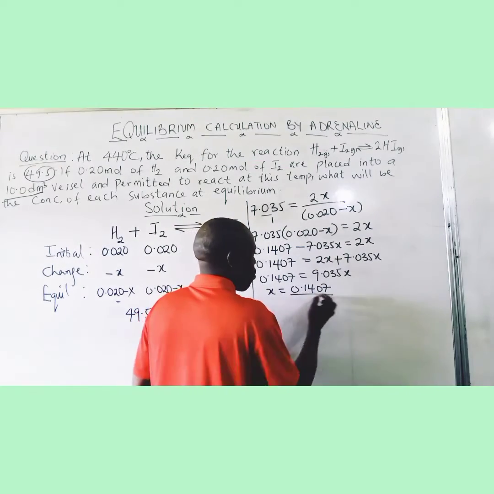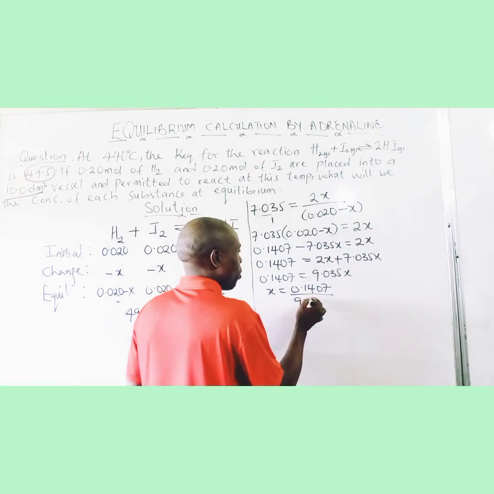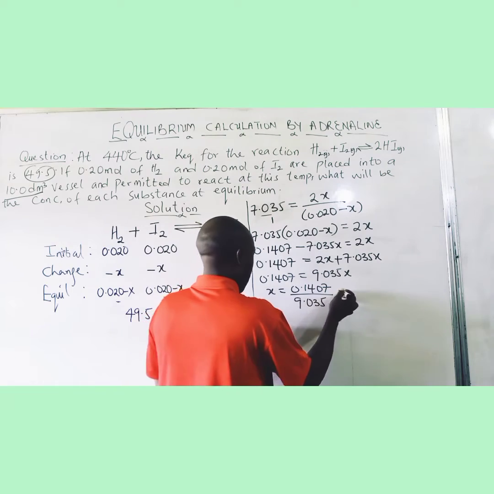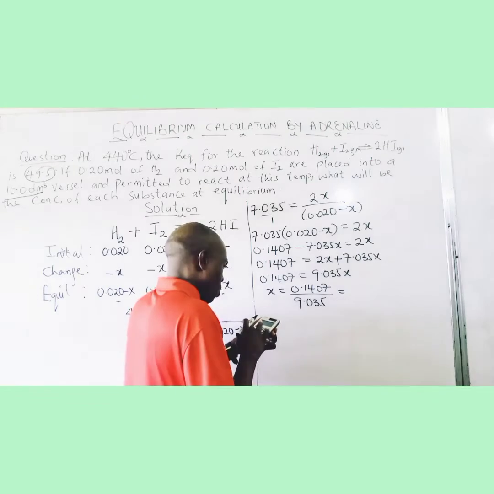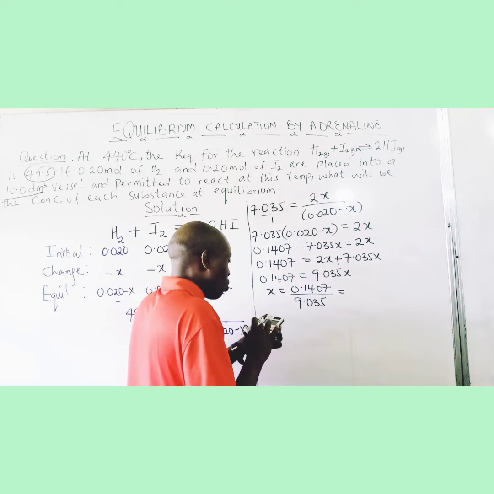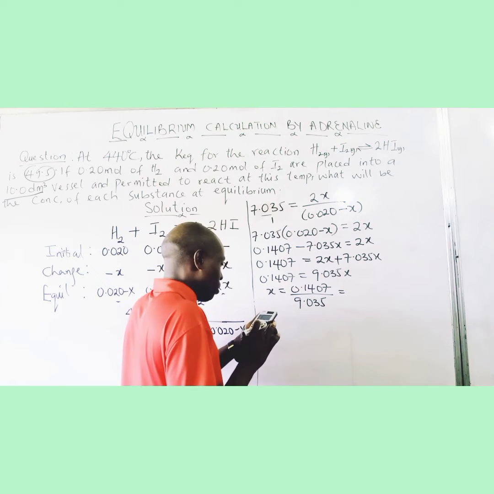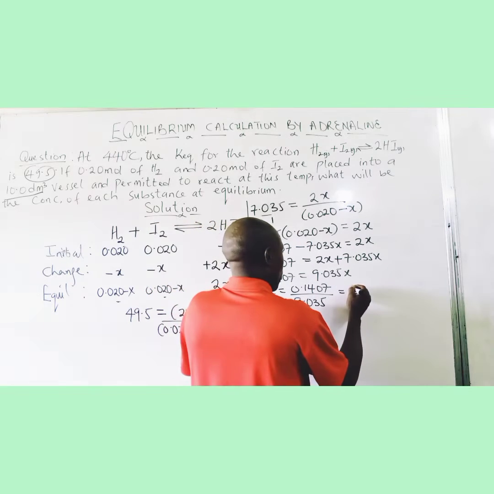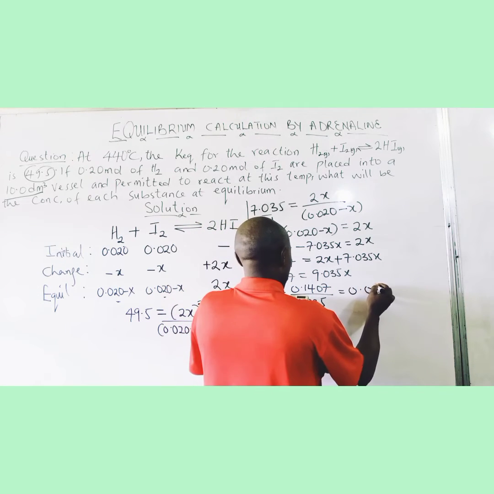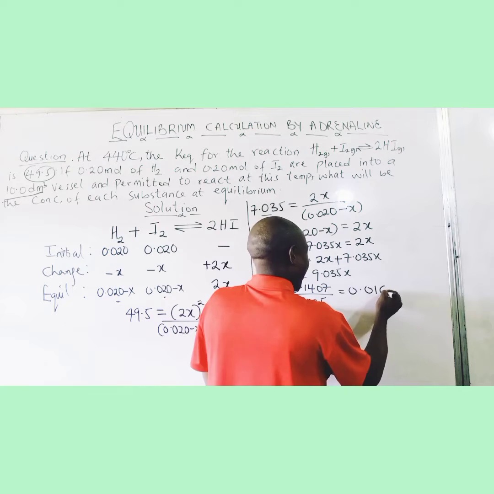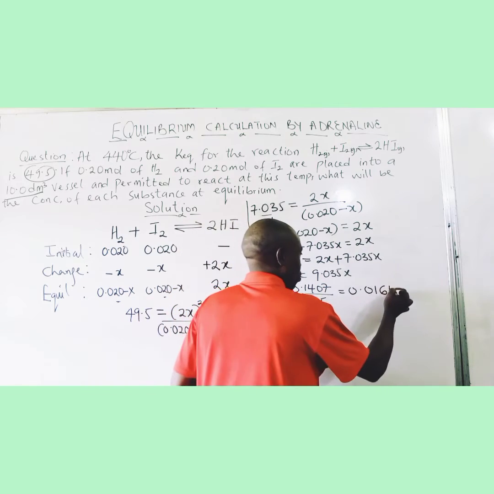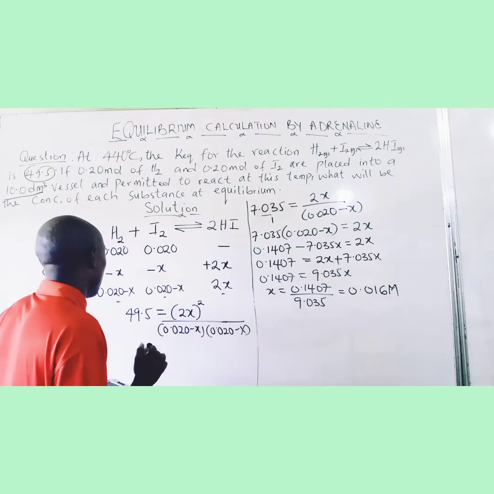So x here is now equal to 0.1407 over 9.035. When I do so, I'll have 0.016. That's the molar concentration. So I'm solving for x now.